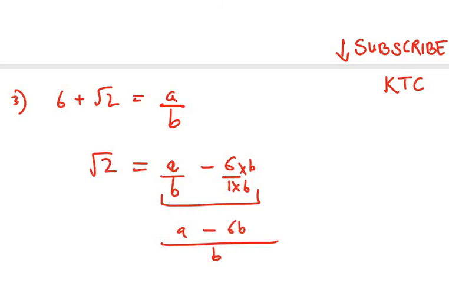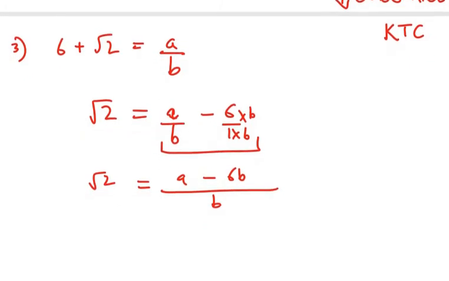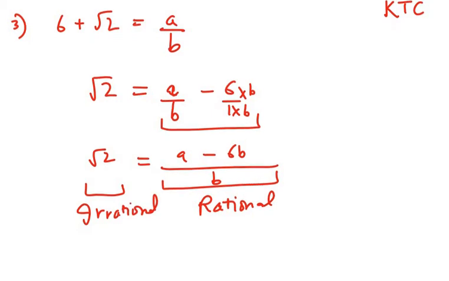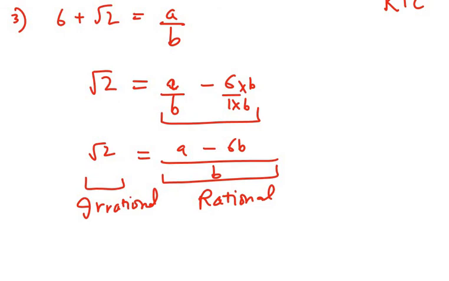(A minus 6B) over B. Now we know that A and B are co-prime integers, so therefore we can have right hand side as rational only. Now under root 2 we know is an irrational number. So it is not possible to have irrational and rational on the left hand side and right hand side respectively. So therefore we can say that our assumption is wrong, that this number is a rational number. So then at the end you can write that 6 plus under root 2 is irrational.